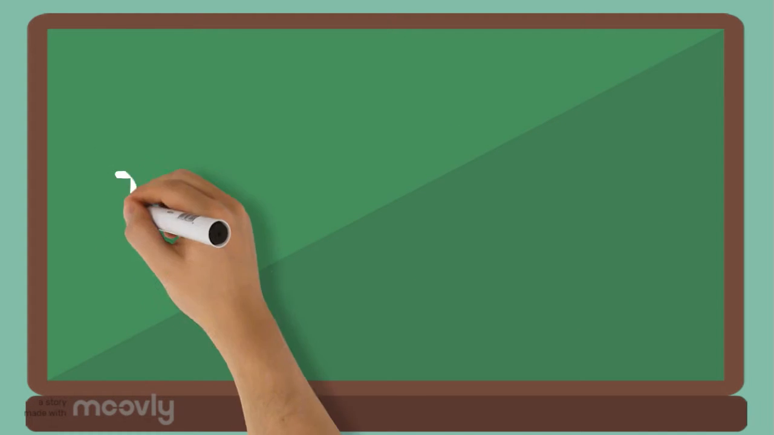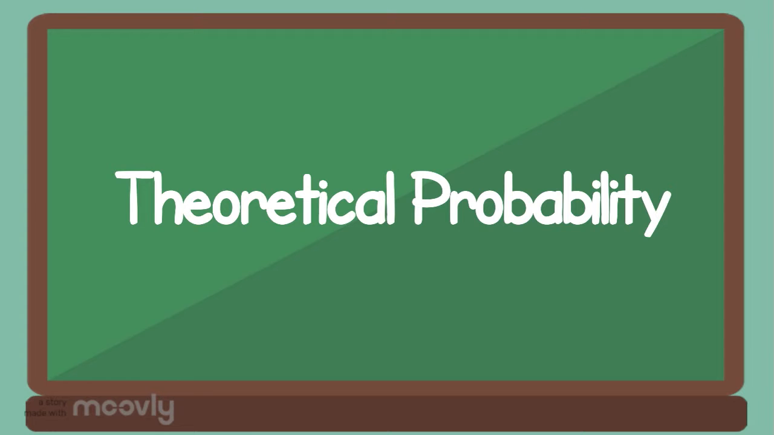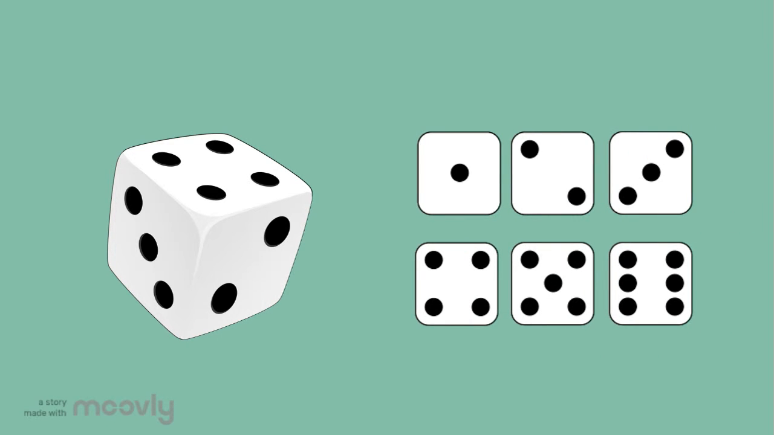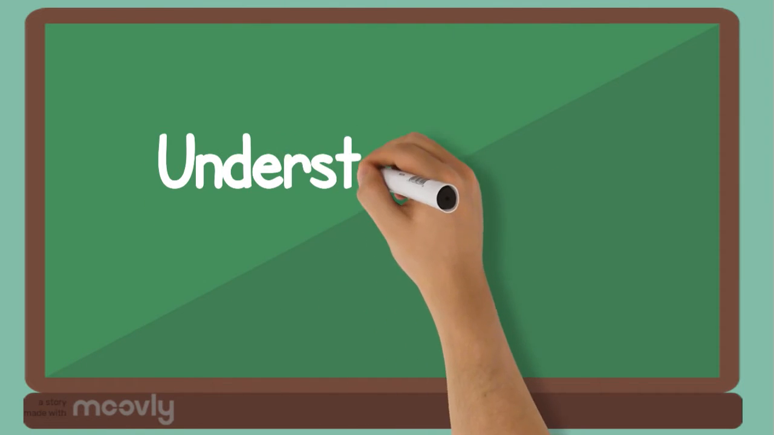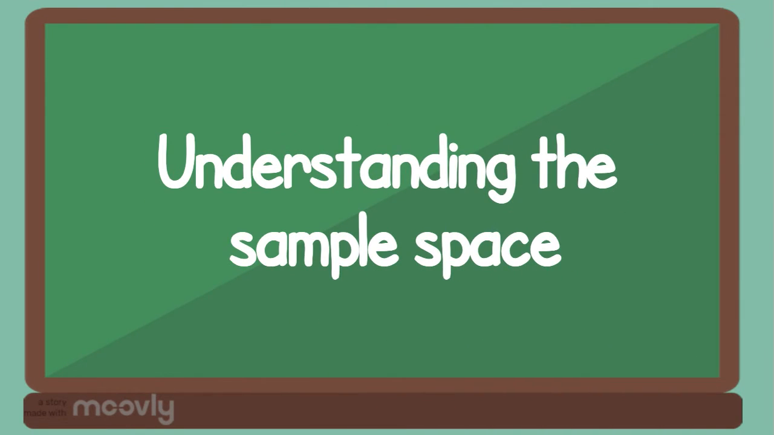This is what we call theoretical probability, because we have all the information that we need to calculate the expected probability for each possible outcome. Given the symmetry of a fair die, for example, in which there are only 6 possible outcomes, there is no reason to assume that one outcome is more or less likely than another. This is a random event, so theoretical probability depends on our understanding of the sample space.